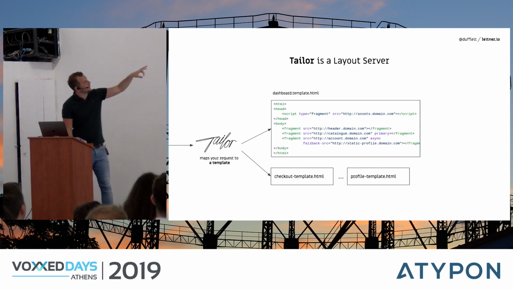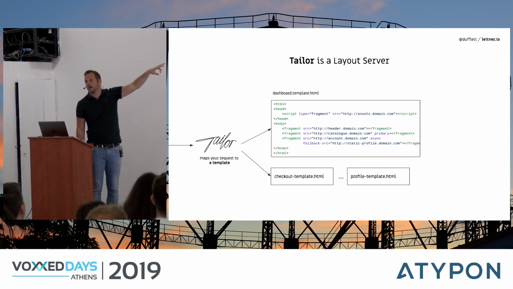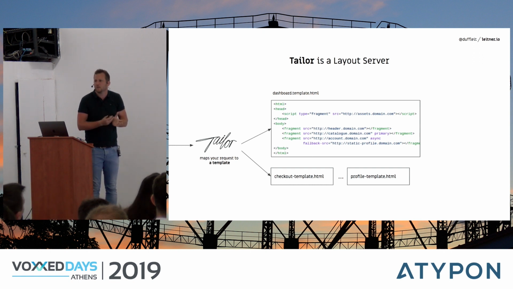And the account has this async attribute. This one ensures that if the account is not loaded yet, we will still return the application and will asynchronously load the account fragment later. And it also has a fallback.